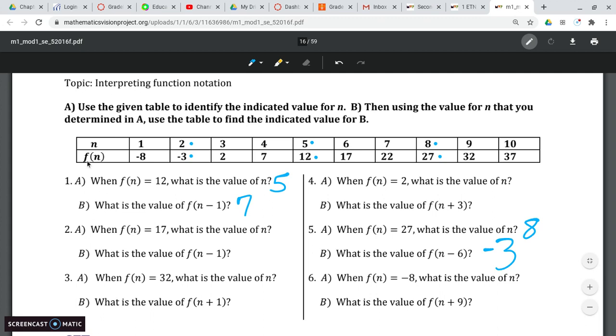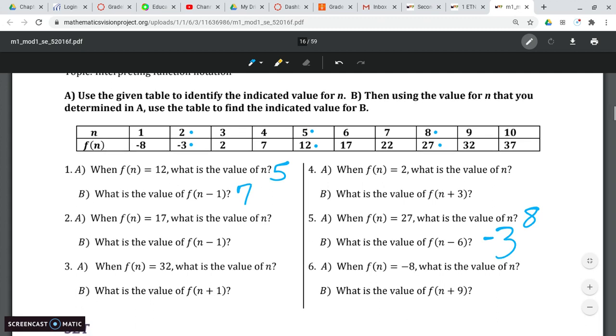For part A, you're always going to be looking at the f of n row, and you'll get your answer in the n row on top. And for part B, you'll start with the n row, and you'll get your answer from the f of n row. Hopefully that didn't confuse you more.